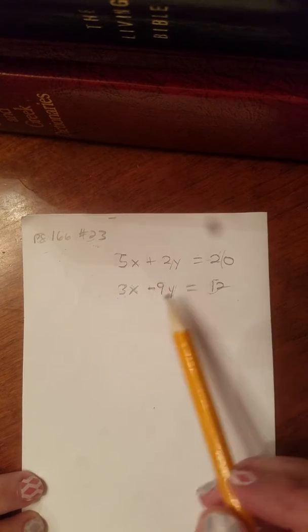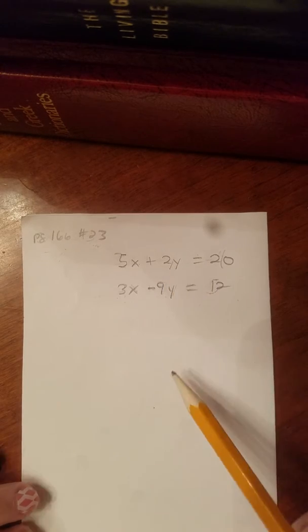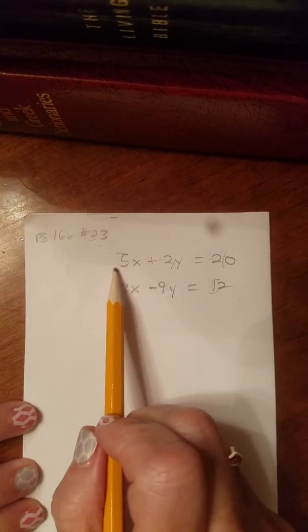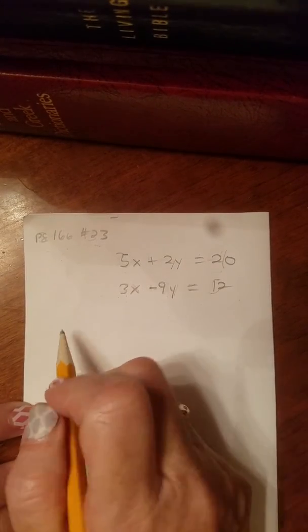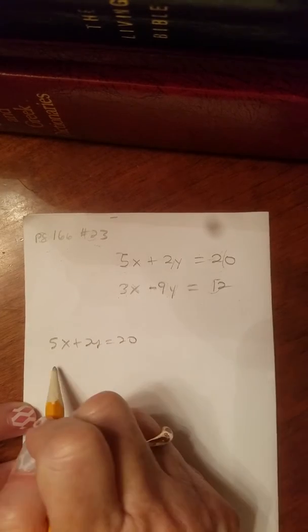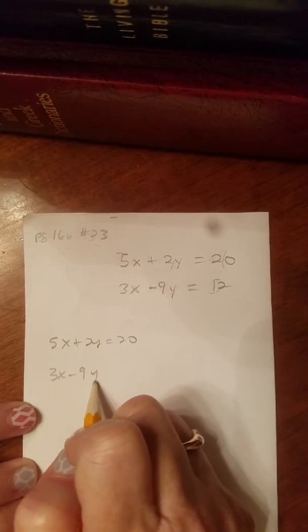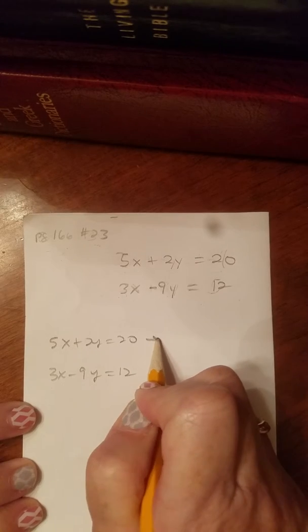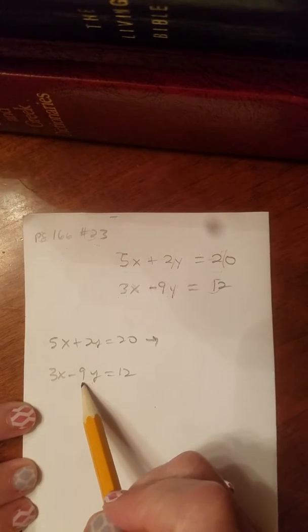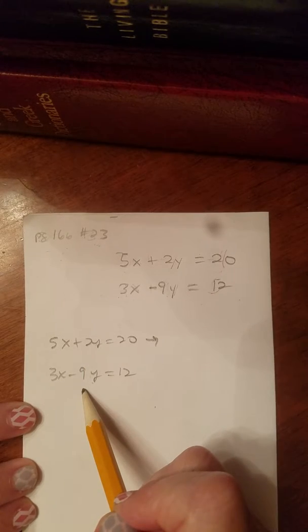Okay, so I'm going to go ahead and do the y's. It doesn't matter which one you do, but I want you to see what happens. So I'm going to take this one right here, the 5x plus 2y equals 20. And this one right here, I'm just going to write it off to the side so that you see what happens. Because I want these to cancel out, my least common multiple is 18.